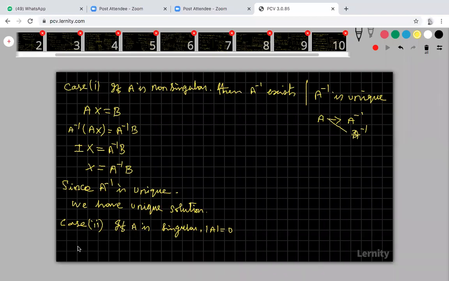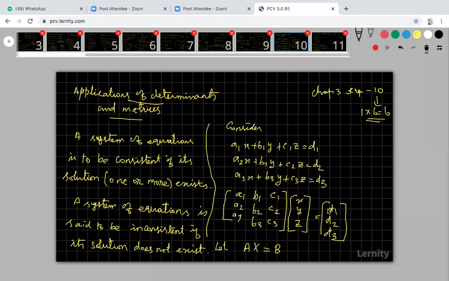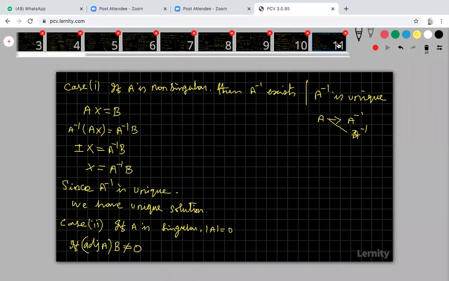So therefore, find the adjoint of A and multiply by the B matrix. If adjoint of A into B is not equal to 0, what is the adjoint of A? The adjoint of this matrix A. What is B? B is this matrix D1, D2, D3. Multiply this adjoint of A into B. That is not equal to 0. Then the solution does not exist and the equation is inconsistent.